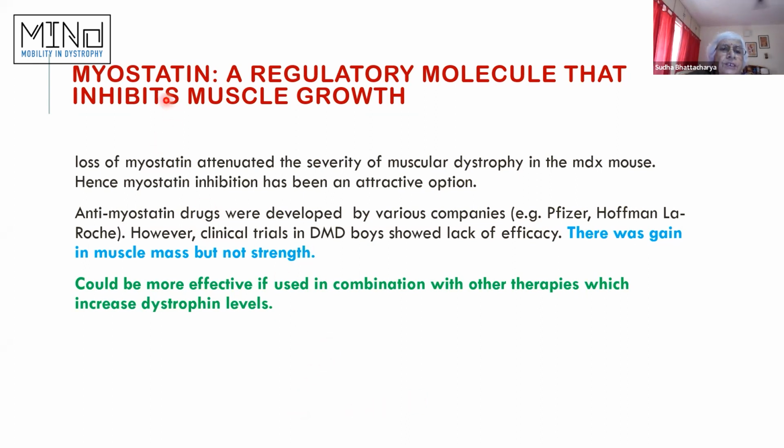Now what they're doing is that if I inhibit myostatin, then muscle growth can be promoted, because it has a negative effect on muscle growth. And there are drugs which have been tried. What they found with these drugs developed by Pfizer and Hoffmann La Roche was a gain in muscle mass, but the strength did not improve. So even though muscle growth was there, it didn't have strength because dystrophin is not there. Therefore, it is now thought that myostatin could be used in combination with other therapies where dystrophin level can be increased, so that myostatin can have a better effect.